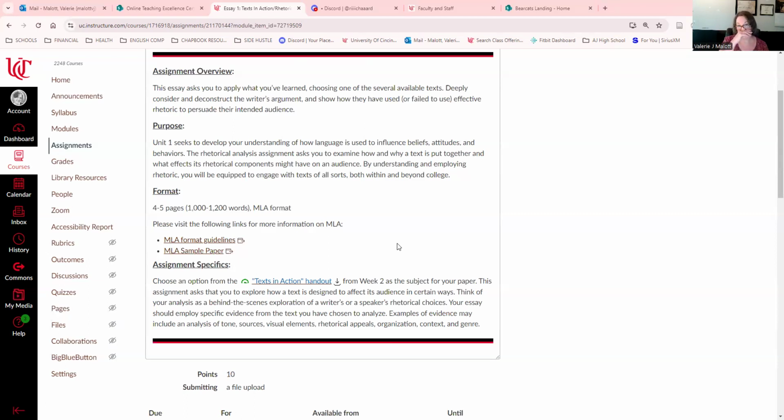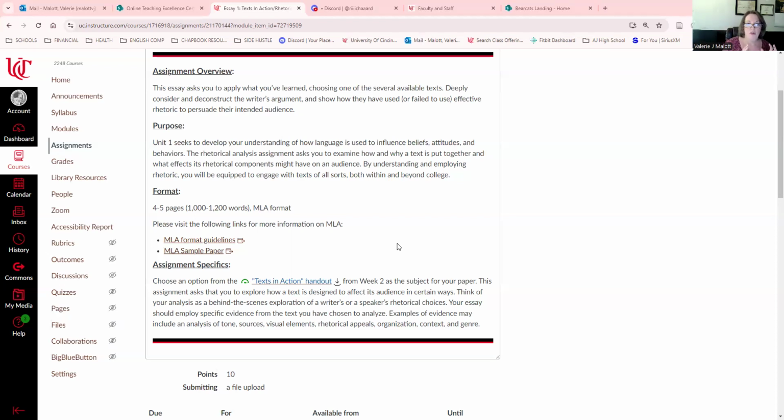What effects its rhetorical components might have on a particular audience. So you're going to look at things like audience, you're going to look at things like genre, you're going to look at the rhetorical choices, how the creator uses the various rhetorical appeals, logos, pathos, ethos, and if you're comfortable talking about kairos, which is timeliness, you can bring that in as well. By understanding and applying rhetoric, you'll be able to engage with texts of all sorts, both within and beyond college. So this is really a good exercise in critical thinking.